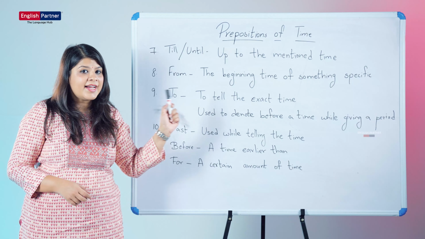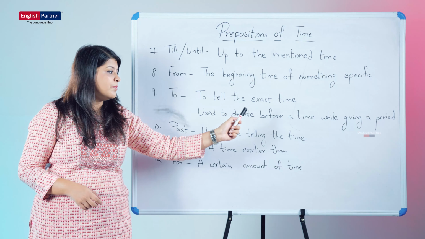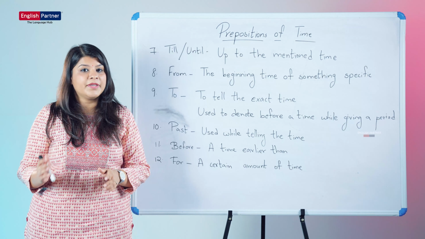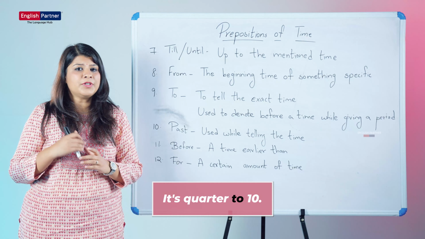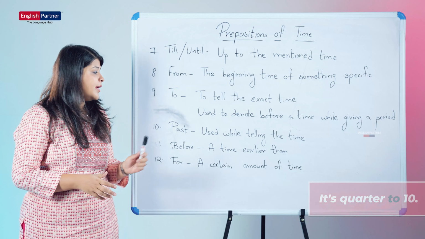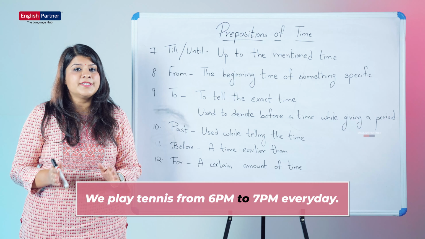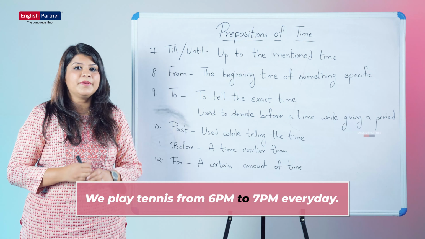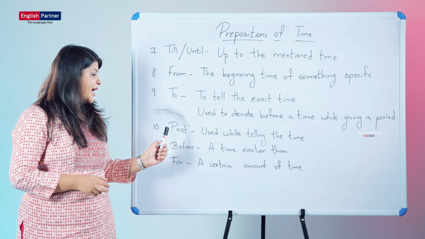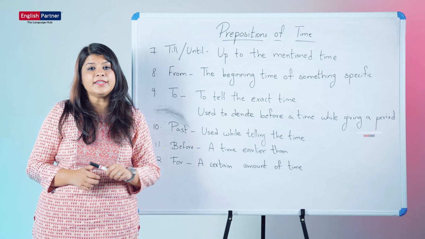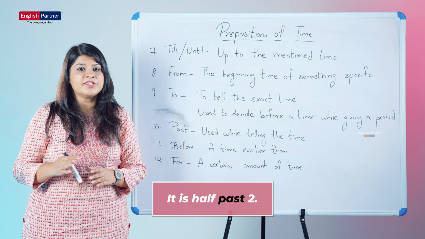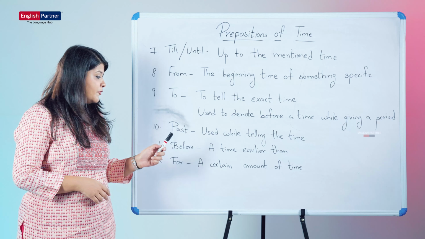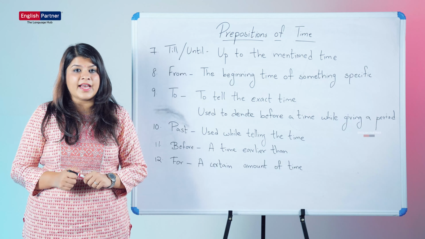To tell the exact time, used to denote before a time while giving a period. It's 9:45 या फिर we play tennis from 6 p.m. to 7 p.m. every day. Past used while telling the time. It is 2:30.